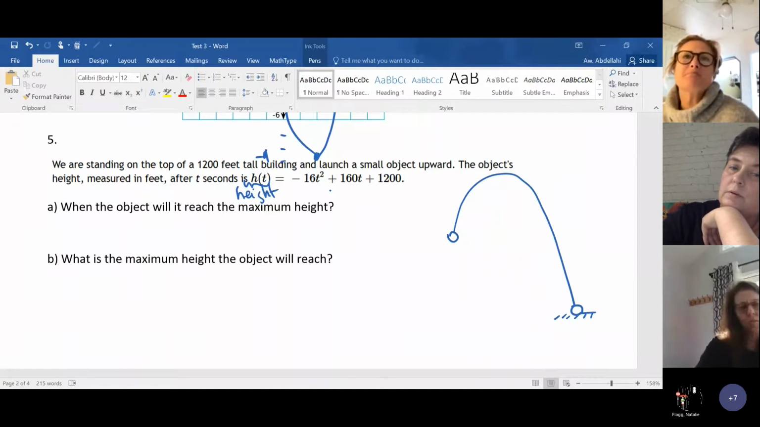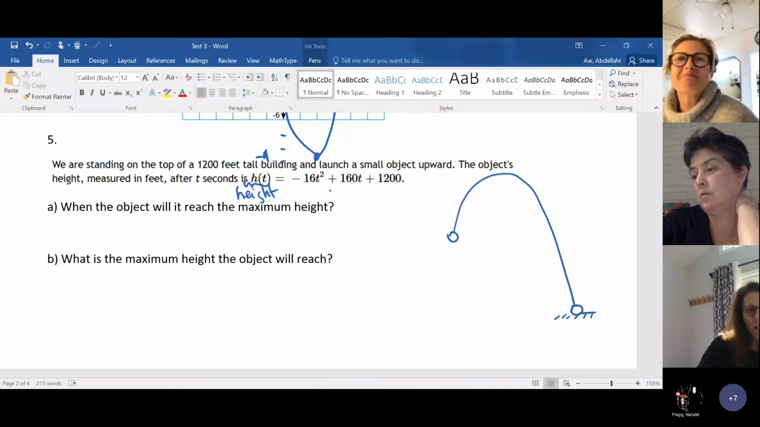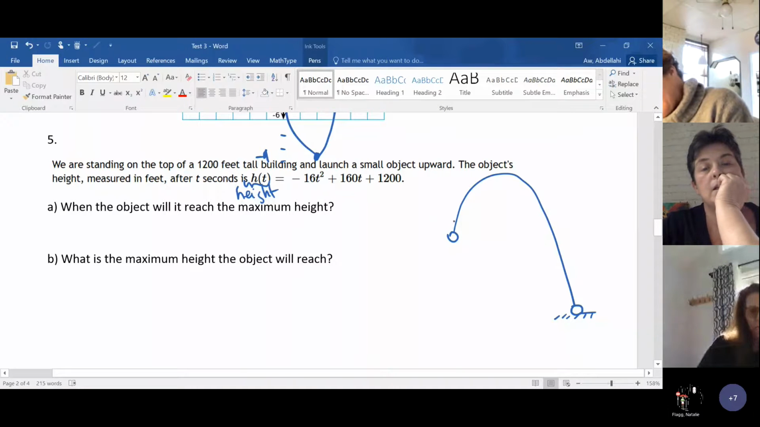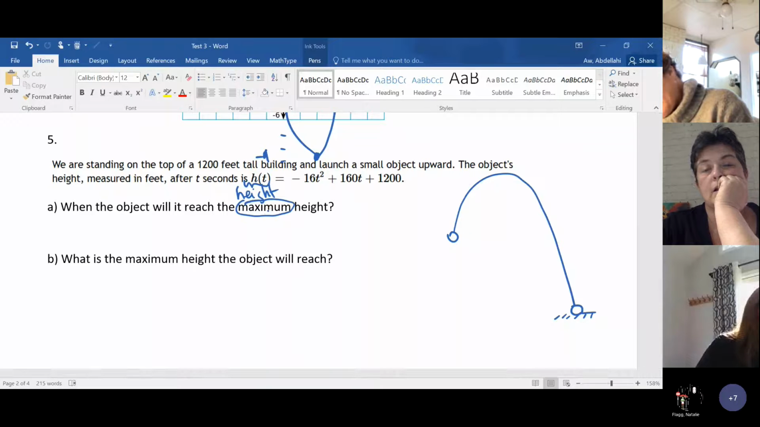Maximum. I'm talking here about the context of a quadratic, of a parabola, and I see the word maximum. Maximum or minimum, when you see them, you know your answer is about the vertex. Now, the challenge for you is what part of the vertex will be my answer? Is it the x coordinate of the vertex or the y coordinate of the vertex?